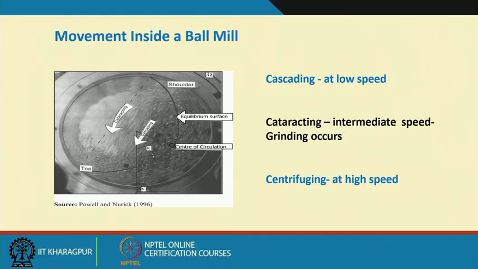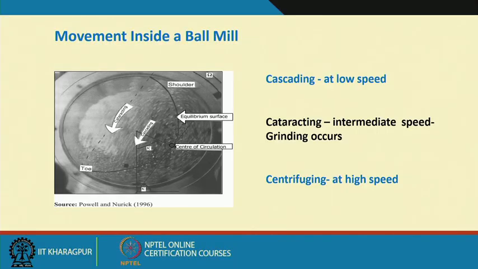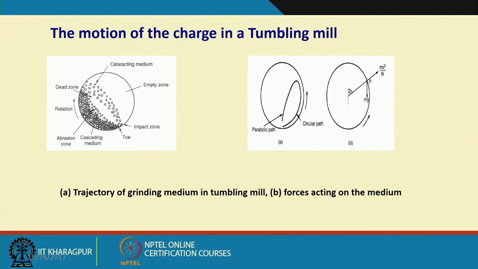So, at high speed, that is why I have written that there will be centrifuging, there will not be any grinding. So, counteracting is the intermediate speed, that is where the grinding occurs. Now, these are all qualitative: low speed, high speed and in-between speed. But there is some relationship we can always develop for what is the maximum limit of the speed. Just bear with me, I will come to that point very soon.